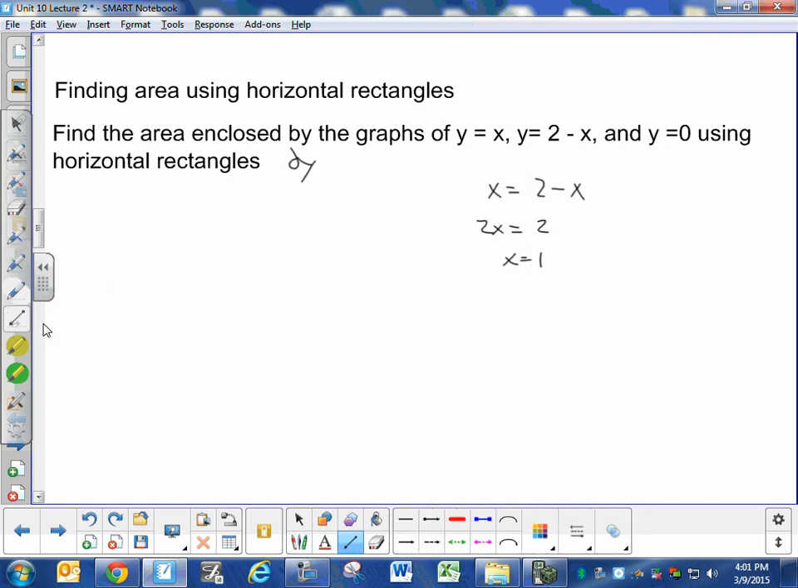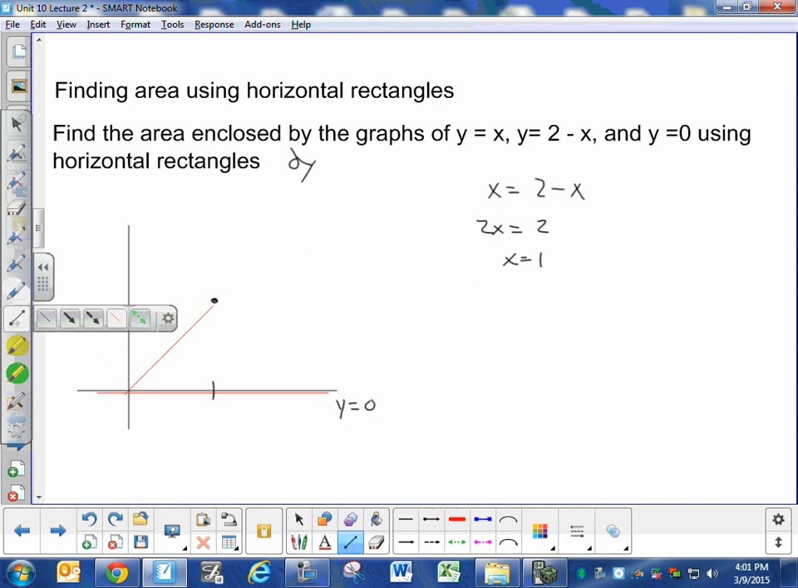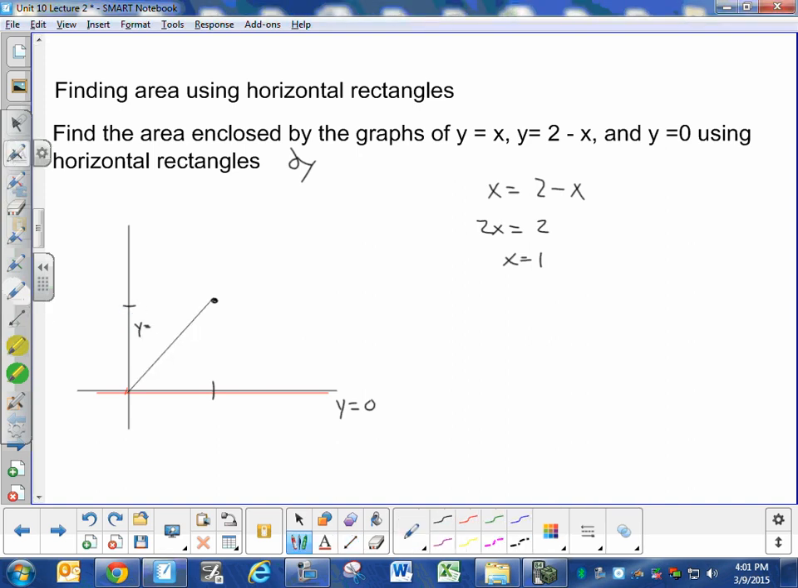So let's see what we look like. I have y equals 0. That is just a horizontal line right here. At 1, we will intersect at 1. So here is y equals x. And then 2 minus x, so 2 minus x would start up here, come down at 1. If I go down to when y is 0, 2 minus x, x would be 2.